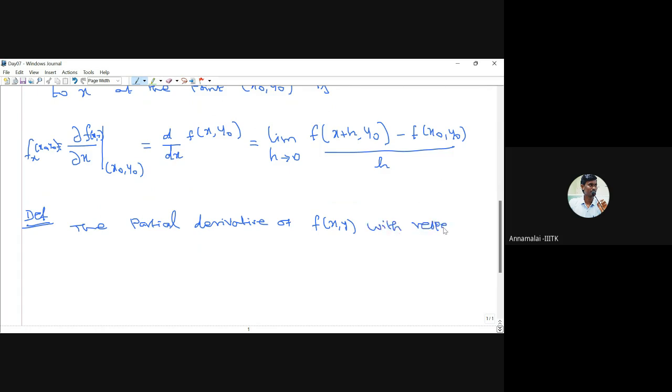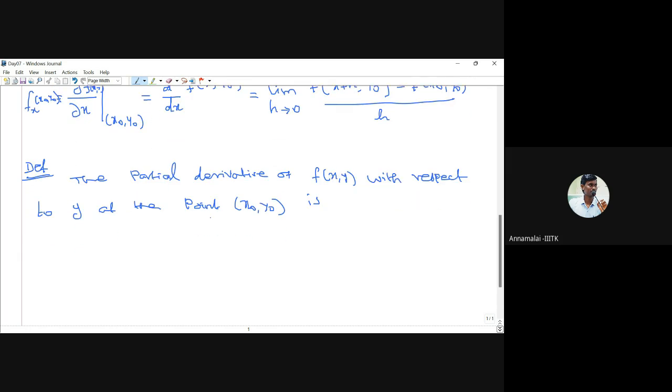With respect to the other independent variable y at the point x naught comma y naught, the partial derivative is again dou f by dou y at the point x naught comma y naught. Here we have to treat x as a constant. Therefore, it is the ordinary derivative with respect to y of f of x naught comma y.